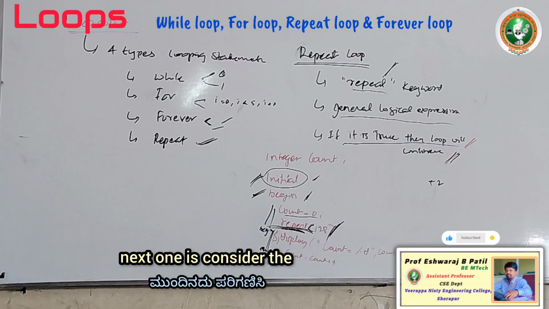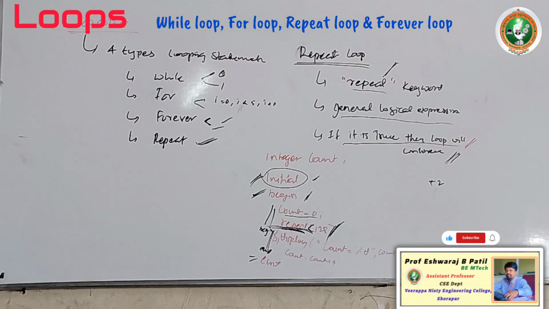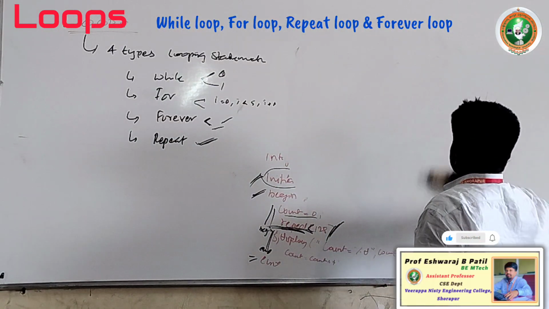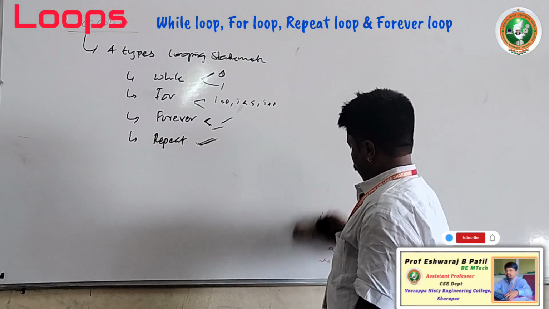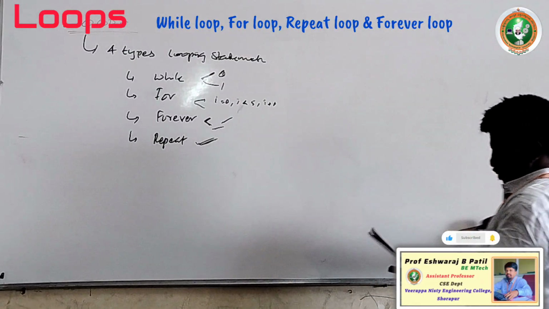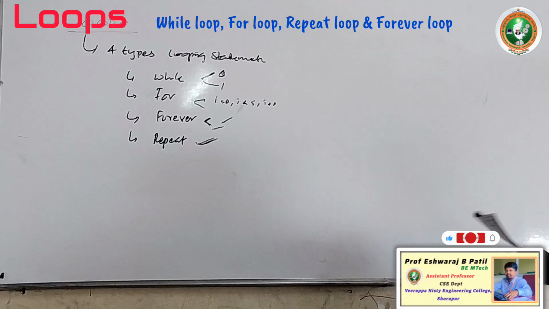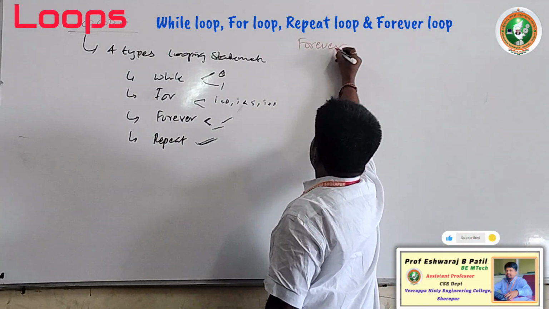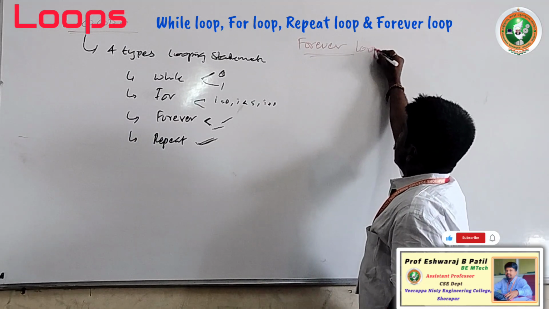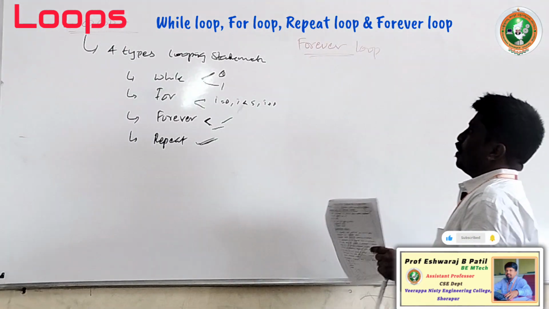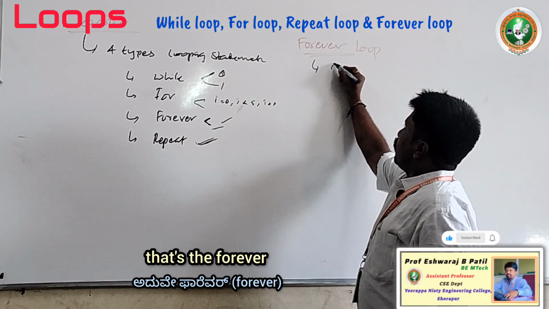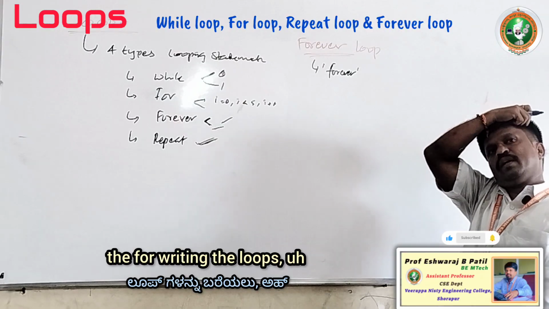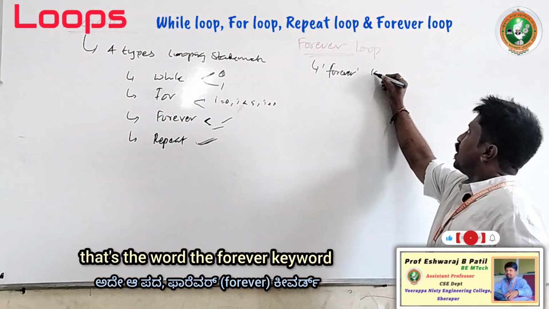Okay, next one is to consider the forever loop. Forever loops have one keyword, that's the forever. If I am using the forever keyword for writing loops, it uses just the one keyword, the forever keyword.